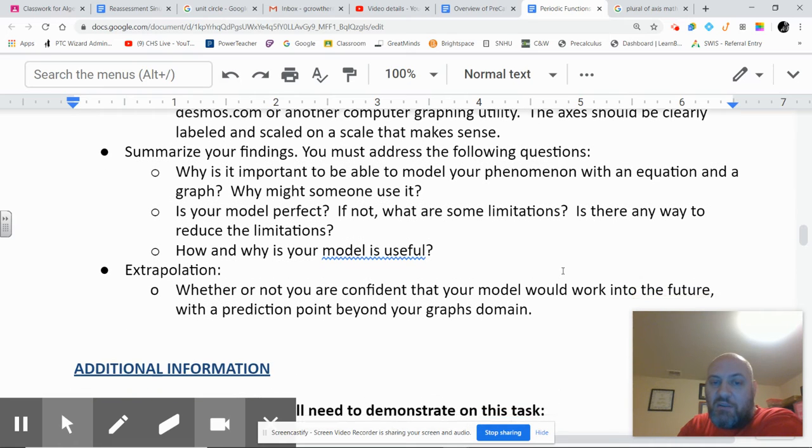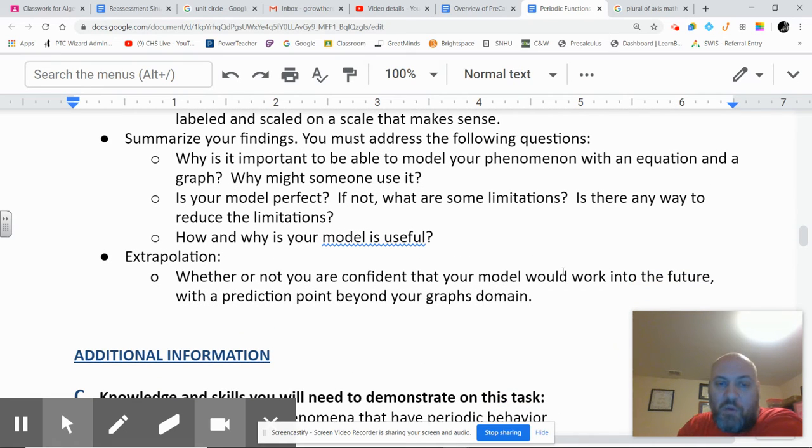And then we're going to ask you to extrapolate whether or not you are confident your model could work in the future with a prediction point beyond your graph's domain. So outside of your graph's domain, you're going to choose a point to put into your equation to make a prediction on the future, regardless of how confident you are of your model.